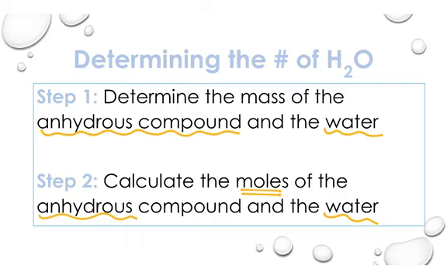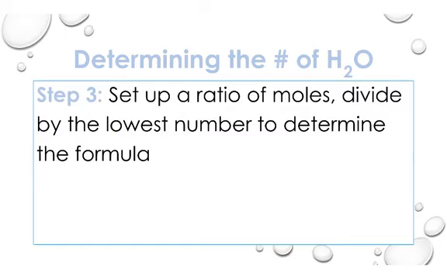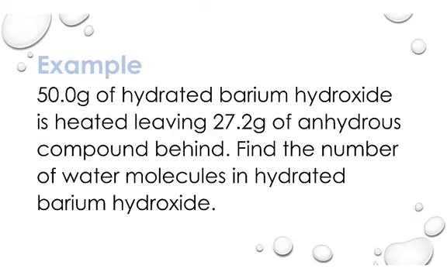So we're going to turn the masses in step 1 into moles in step 2. Again, we always use the same format here. We've done it lots of times. 1 mole equals molar mass. That's our trusty conversion factor. Step 3, we're going to set up a ratio of moles, and then we're going to divide by lowest number. And we've done something similar in our empirical and molecular formula work. It's going to look a little differently because it's going to be a ratio instead of subscripts, but you'll see how this works in just a moment.